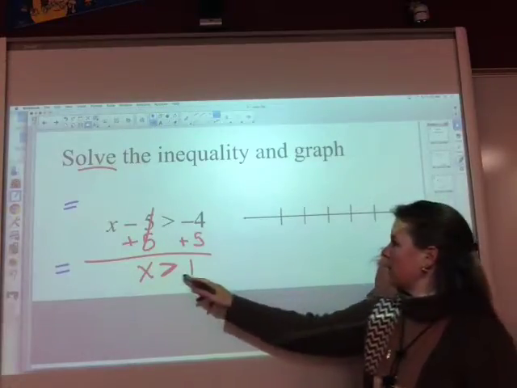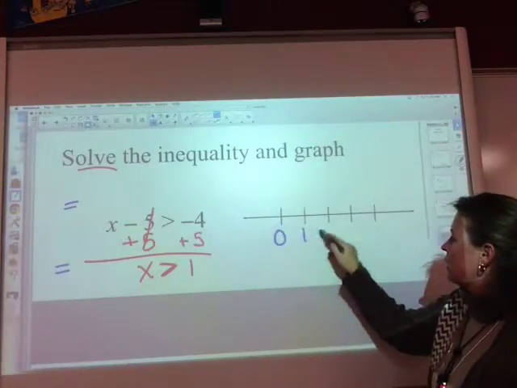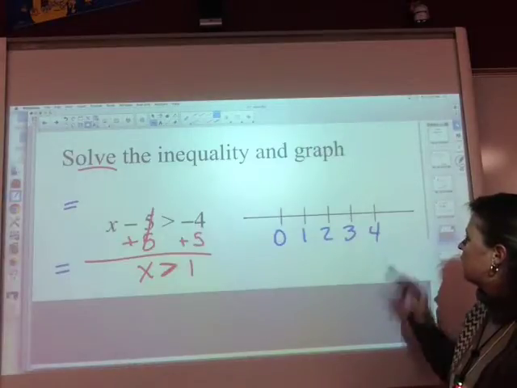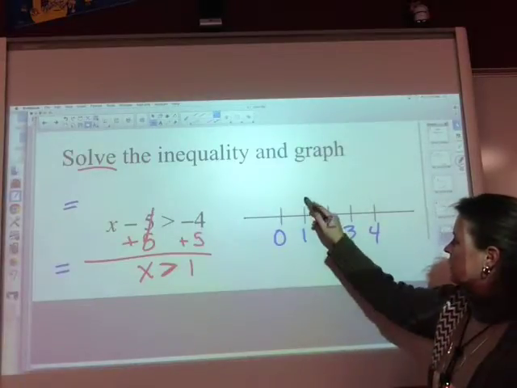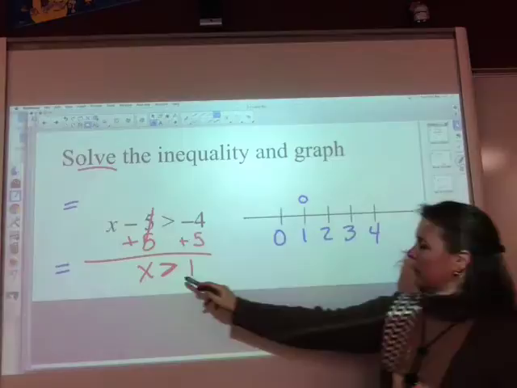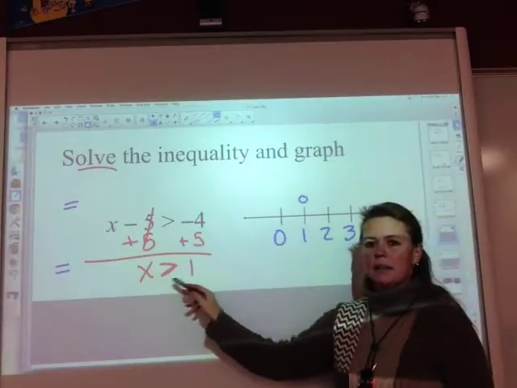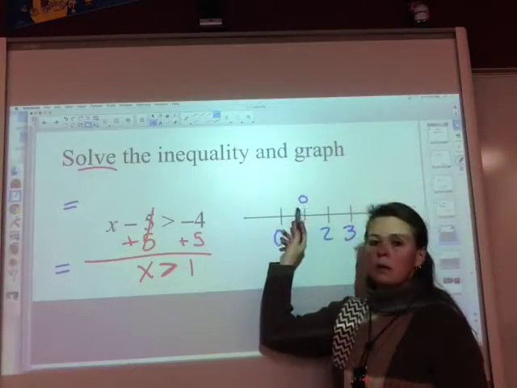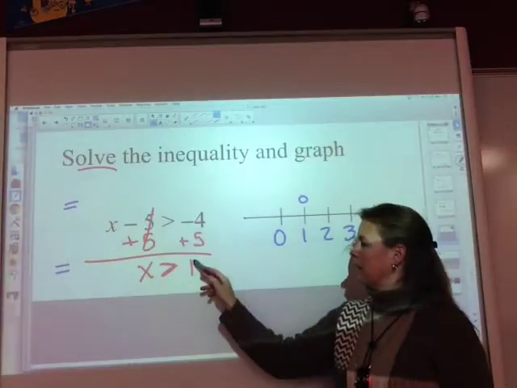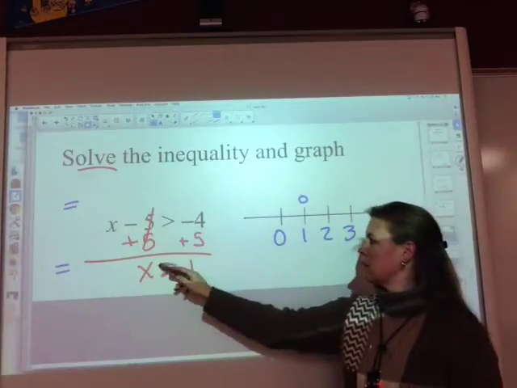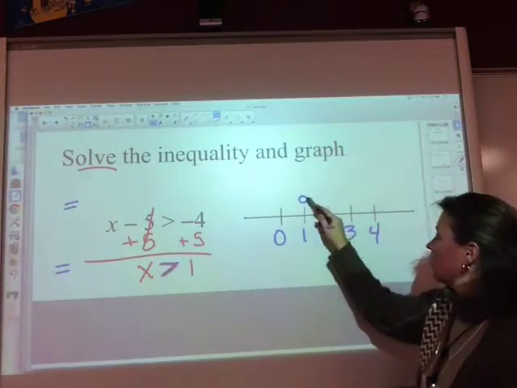We want numbers that are bigger than 1. Let's throw a few numbers on the number line. 0, 1, 2, 3, 4. We're going to start with 1. Recognize that there is not an underline, so we won't close our circle. And the number that we're working with is 1. We want it to go greater than 1.